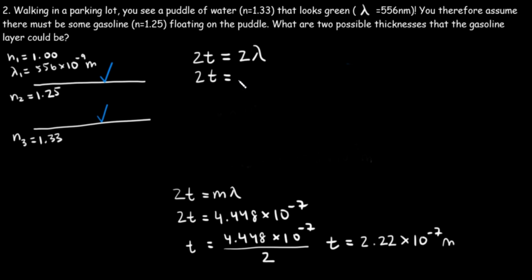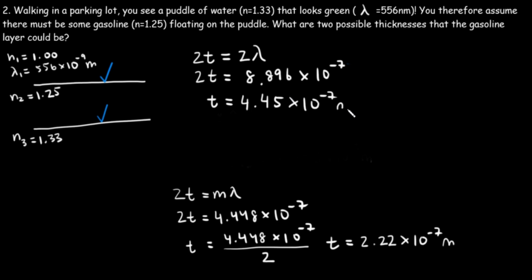I'm just going to do this in my calculator. So we're going to have 2 times the wavelength, which is 4.448 times 10 to the negative 7. And solving for the thickness, dividing by 2, is going to give us, again, 3 sig digs. So 1, 2, 3. So the answer to this question is this and this.